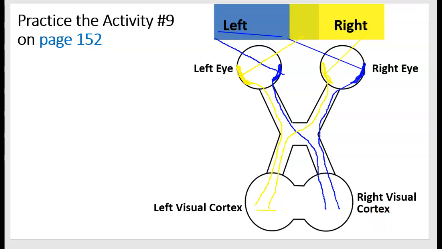Okay, that's all for eye physiology. There's more exercises that you can do in your lab manual if you're interested, like your blind spot, your visual acuity, things like that, but you're not responsible for doing so.